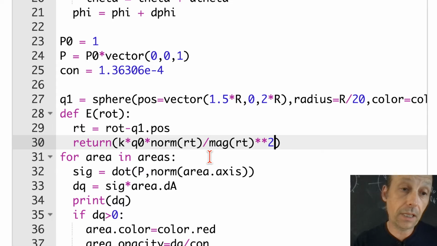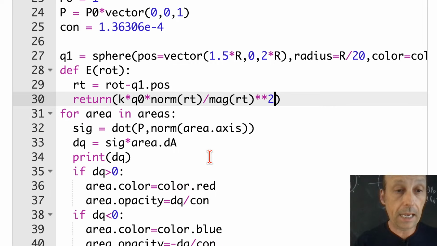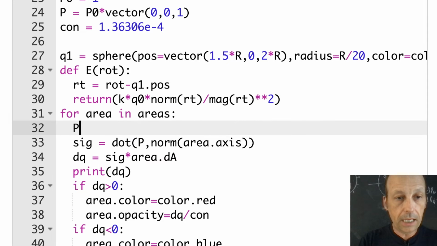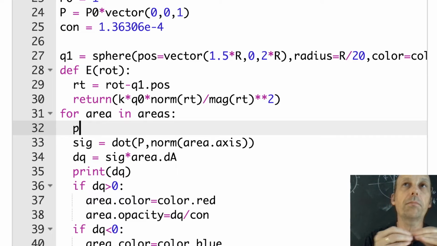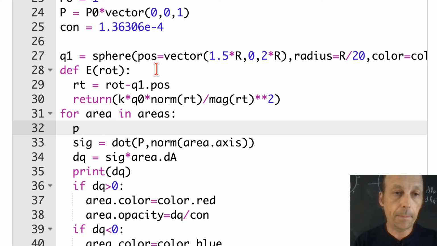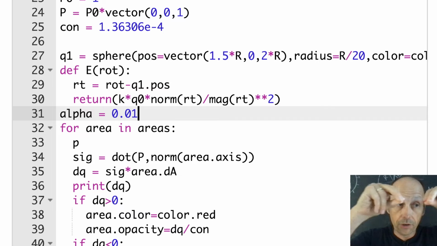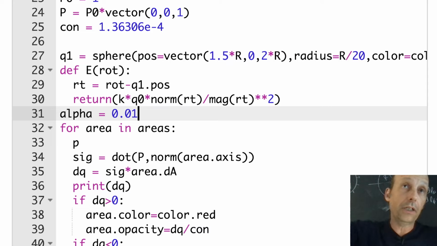Now I need to calculate, I already have my areas. Instead of P as some constant value up here, I'm going to calculate P. So I'm going to calculate P right here while I go through my areas. So P is going to be, no, this is lowercase p. Oh no, yeah, so one of the things we're going to use is p is alpha times the electric field. So I'm going to put an alpha here. Alpha is 0.01, just picking a value, right? So that says linear polarization. So the polarization is in the direction of the electric field.